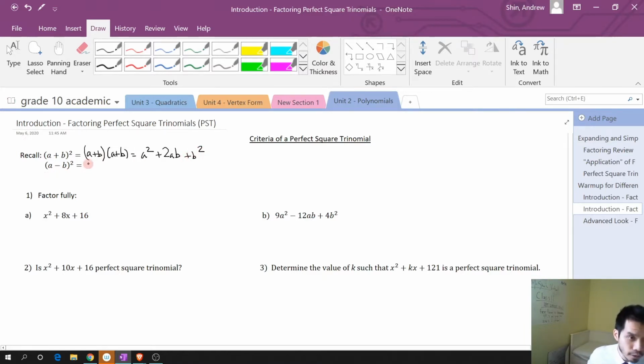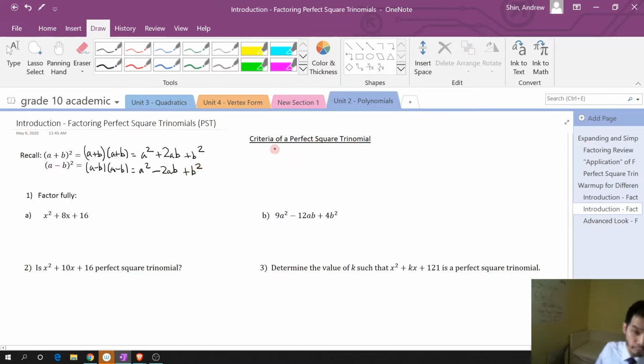If we do a minus b all squared, that means a minus b is written out twice. And again, if we expand that or FOIL that, a times a would be a squared. A times negative b will be minus ab. And negative b times a will be another minus ab. So minus ab minus another ab will give us minus 2ab. And negative b times negative b will be plus b squared.